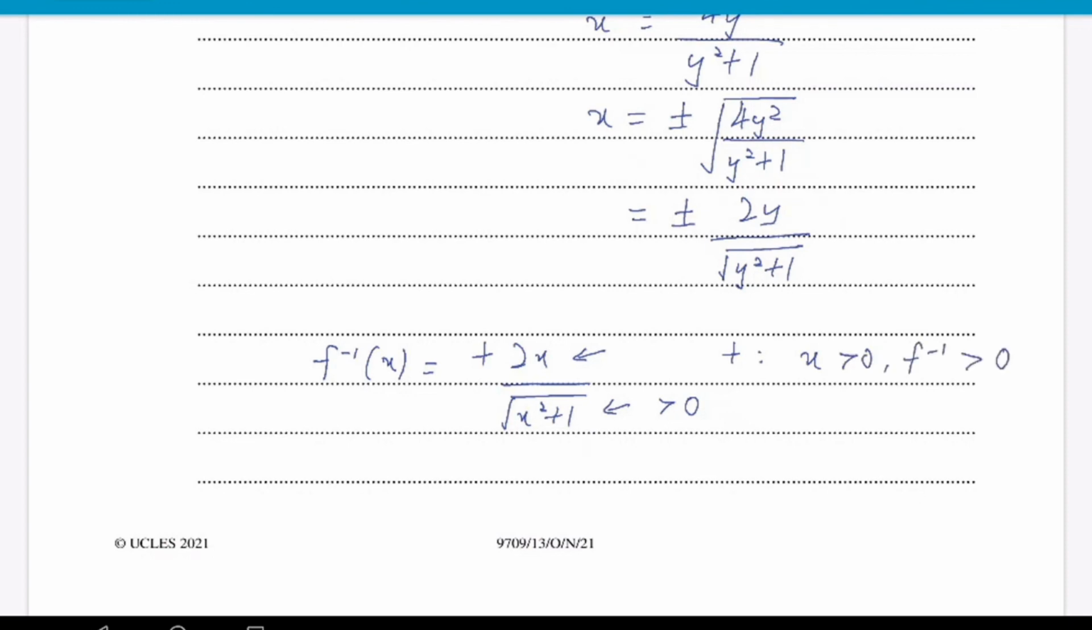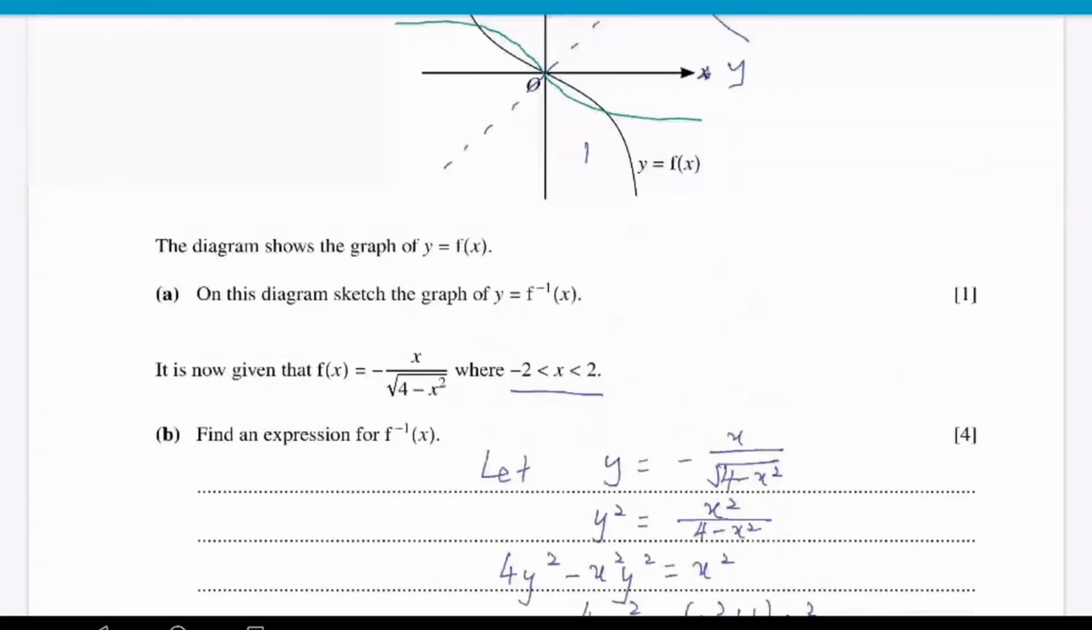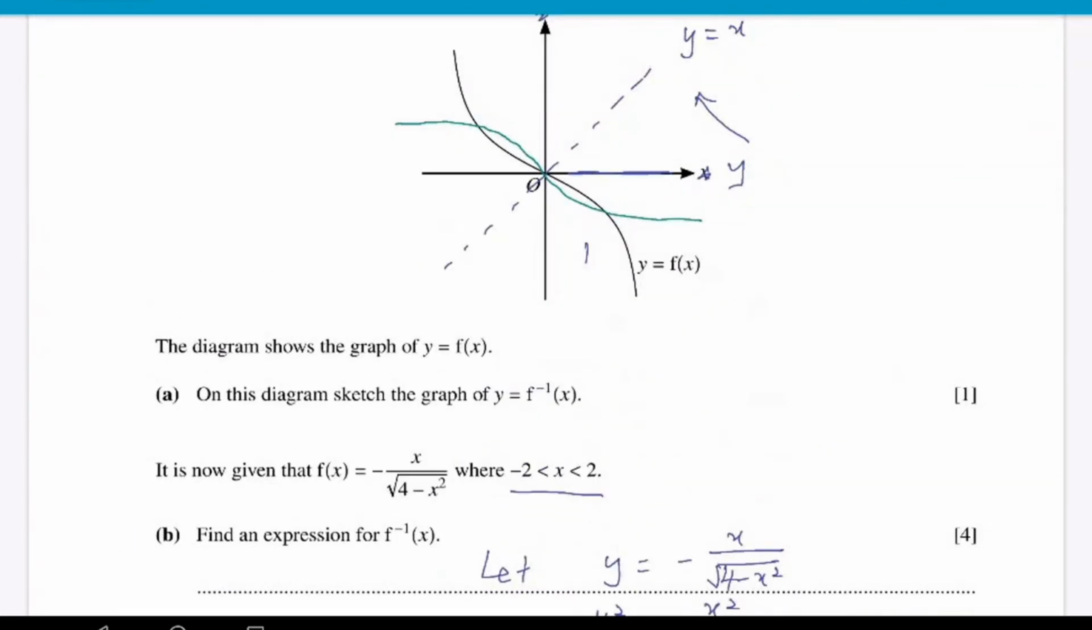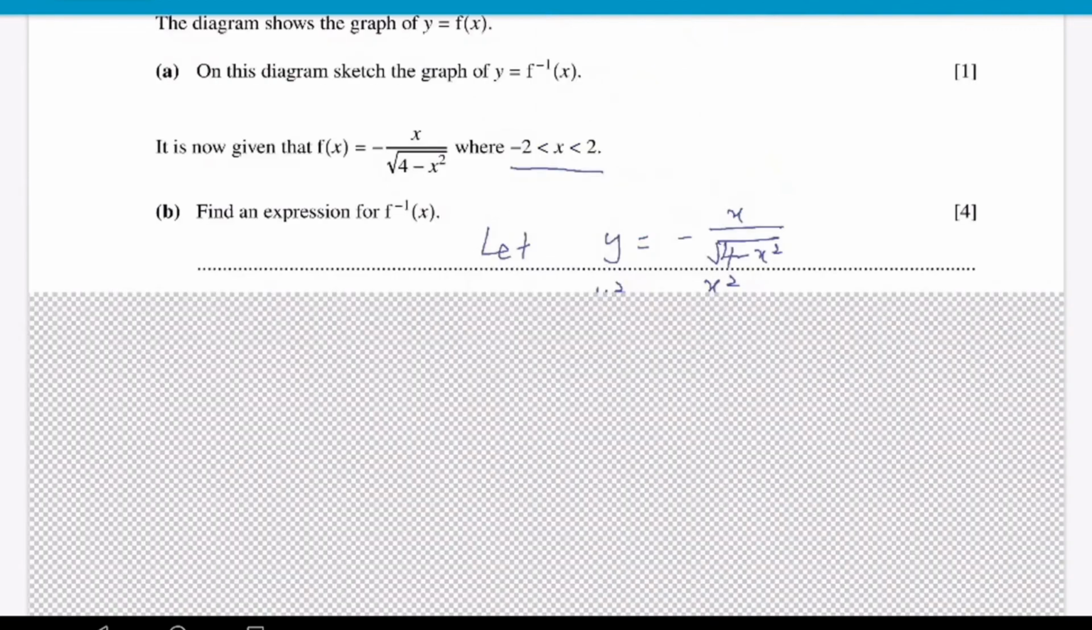So let's check this against the graph there. When x is a positive value, however, for the F inverse that we have, the green curve here is our F inverse, it should actually have a negative value. So it doesn't make sense in this case.